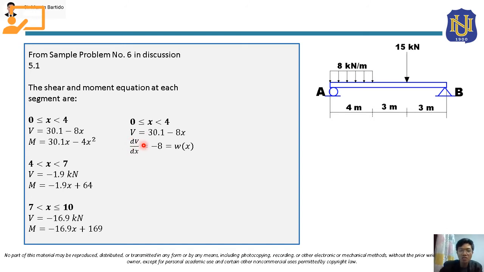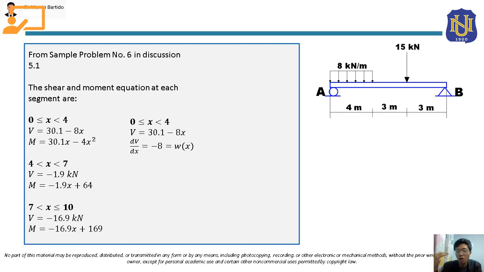dV over dx, so this will be equal to, class, what is the derivative of 30.1? Class, 30.1 is a constant, and you learned in your differential calculus that the derivative of a constant is 0. So therefore, the derivative of 30.1 is 0. Now, what is the derivative of negative 8x? For the derivative of negative 8x, you know that its derivative with respect to x is negative 8.